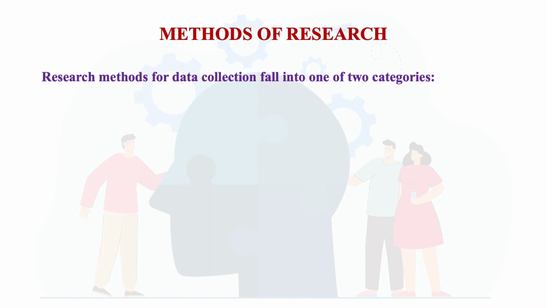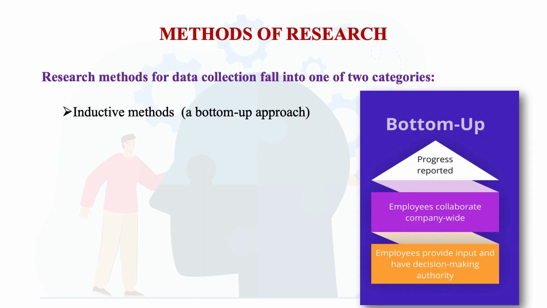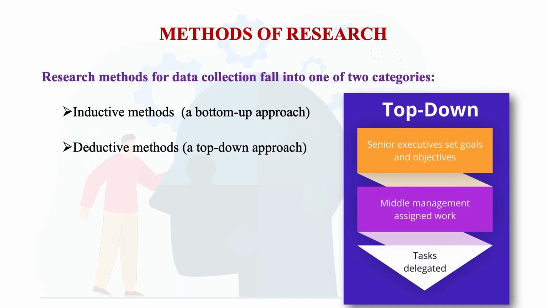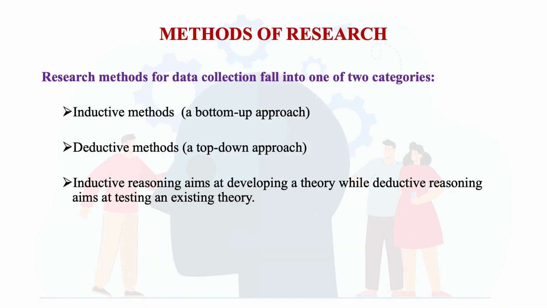So, methods of research. If you see methods of research, there are two methods, especially inductive methods, a bottom-up approach. You take simple cases, study a few things, and generalize. The deductive method is just the opposite. You come to a conclusion from theory and apply it to the grassroots. Inductive reasoning aims at developing a theory, while deductive reasoning aims at testing an existing theory.